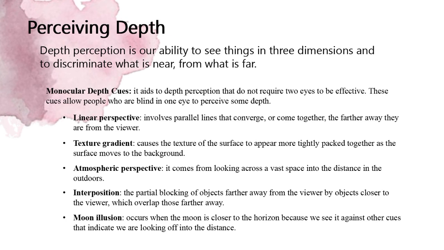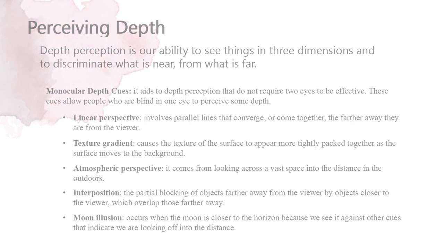Interposition. The partial blocking of objects farther away from the viewer by objects closer to the viewer, which overlap those farther away. Moon illusion occurs when the moon is closer to the horizon because we see it against other cues that indicate we are looking off into the distance.